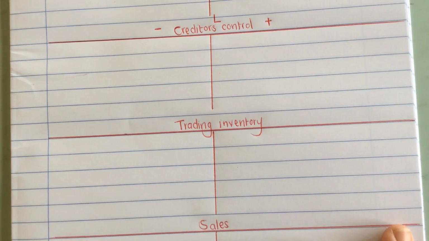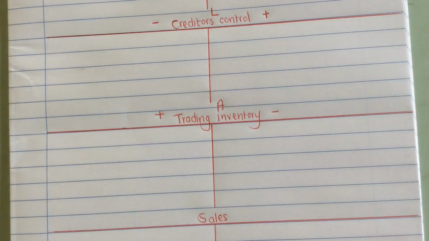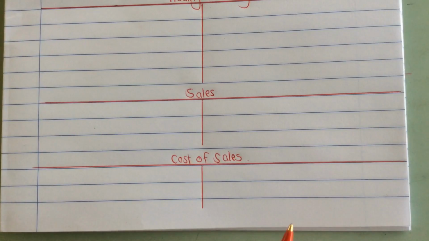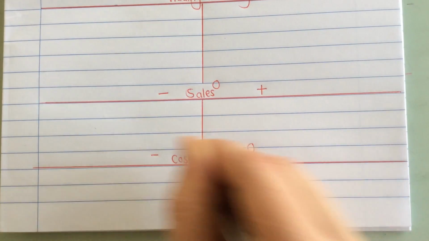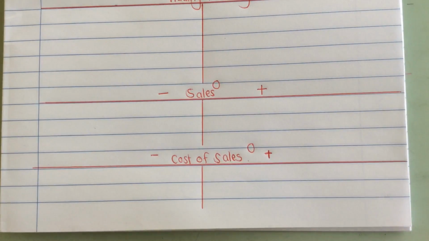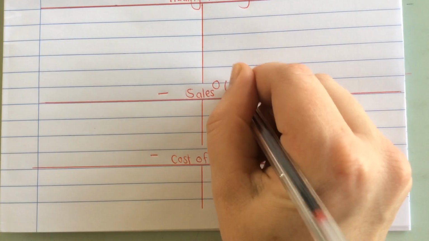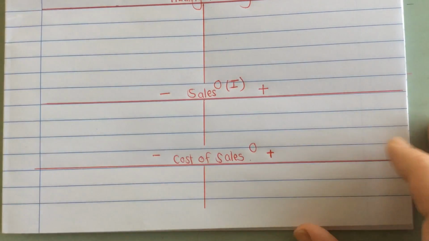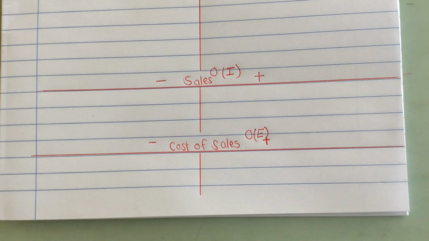Trading inventory. Now, sales and cost of sales would fall in your nominal section. You should know by now. All your nominal section accounts are owner's equity, minus, plus. Okay? So for nominal section, I want you to also say sales is an income. What is cost of sales? An expense. Okay. What's the next step? I've classified. What do I do next?